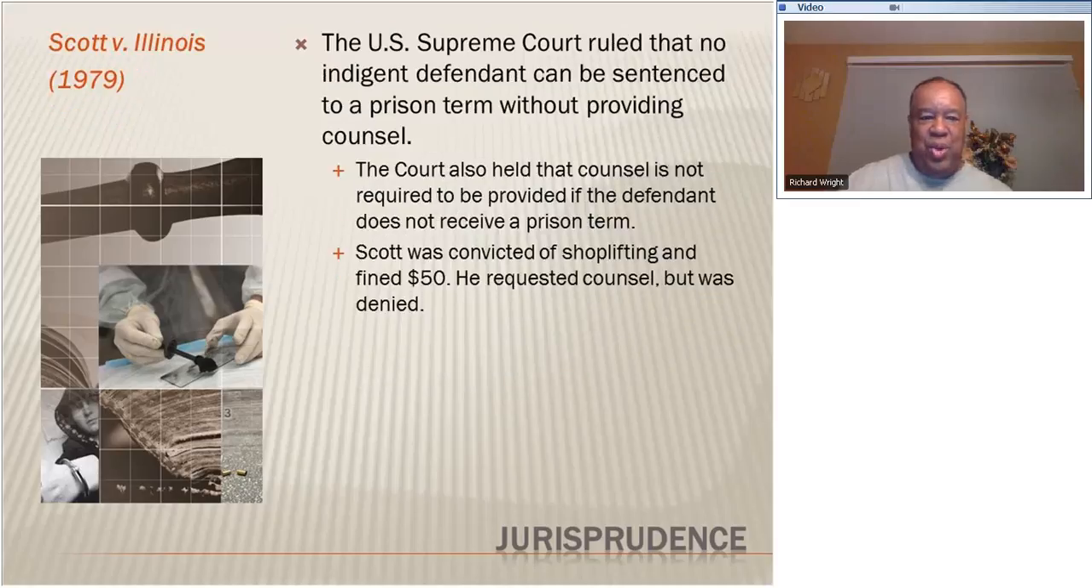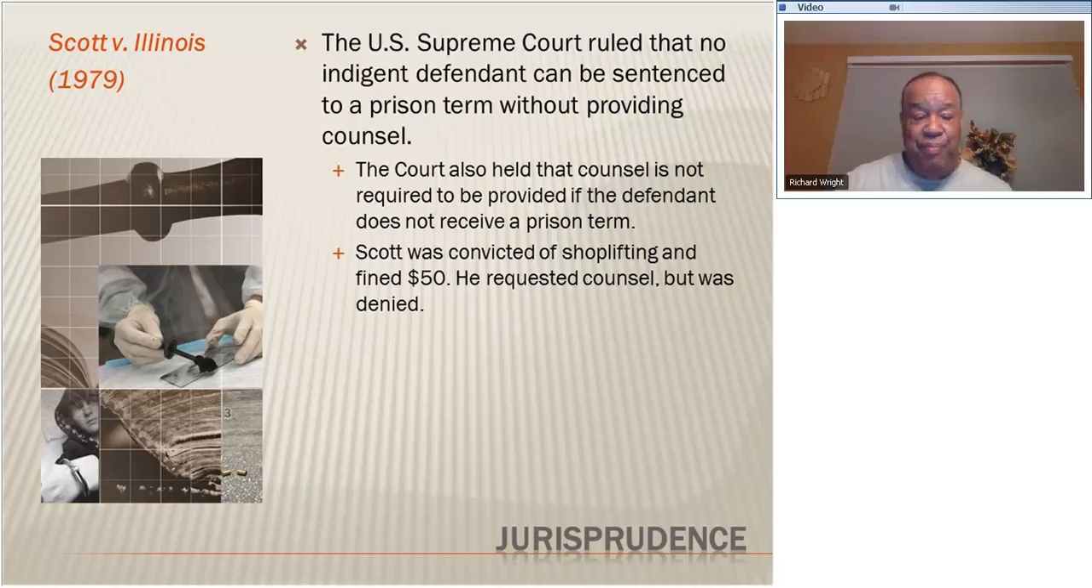Scott versus Illinois was the other case I was talking about. The Supreme Court ruled that no indigent defendant can be sentenced to a prison term without providing counsel. So if it's a prison term, counsel must be provided, but the court held that counsel is not required if the defendant does not receive a prison term. Because this person was convicted of shoplifting and only fined $50, he was denied, and he can't necessarily be required to have an attorney.